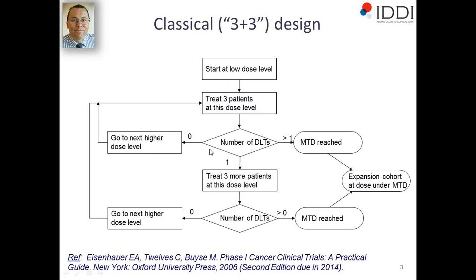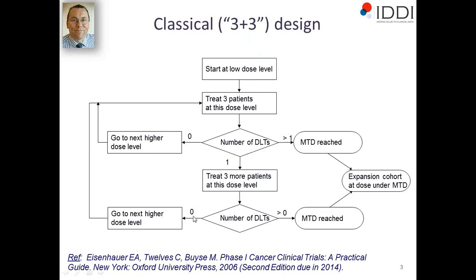If there are no dose-limiting toxicities, DLTs, then we can increase the dose to the next higher dose level, and we continue to loop and increase the dose until we hit at least 1 DLT. If we hit more than 1 DLT in the first 3 patients at that dose, then the MTD, the maximum tolerated dose, is reached and the trial terminates. If we have 1 DLT in 3 patients, then we have to add another 3 patients. That's why it's called the 3+3 design.